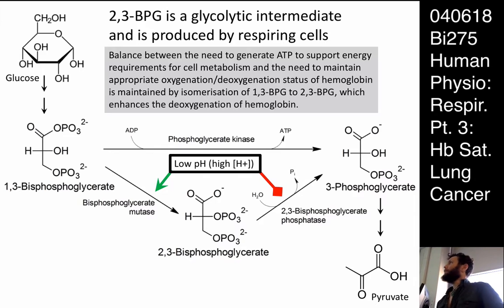Well, let's look a little bit more closely at 2,3-bisphosphoglycerate. It is a glycolytic intermediate that is produced by respiring cells, specifically respiring cells that are at or beyond the anaerobic threshold.